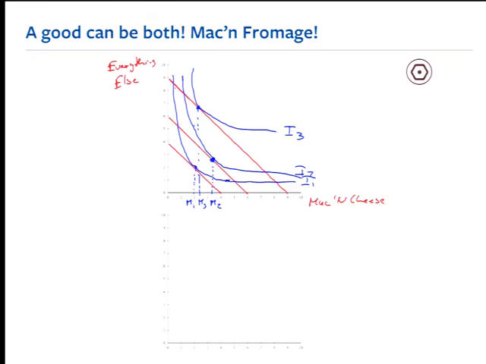So mac and cheese doesn't have to be normal to you over all income ranges. It doesn't have to be inferior to you over all income ranges. It could be normal at low levels of income and then inferior at high levels of income. Now here comes the fun part. What does the Engel curve look like for something like this? Income, mac and cheese. All right.